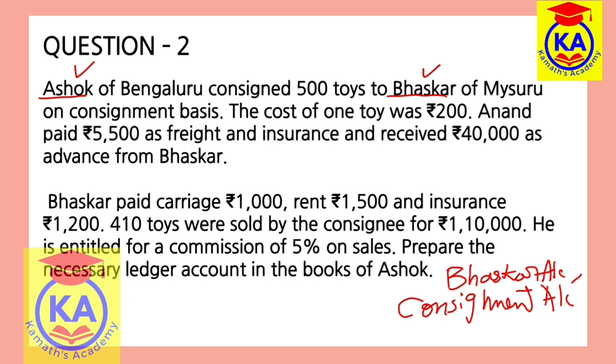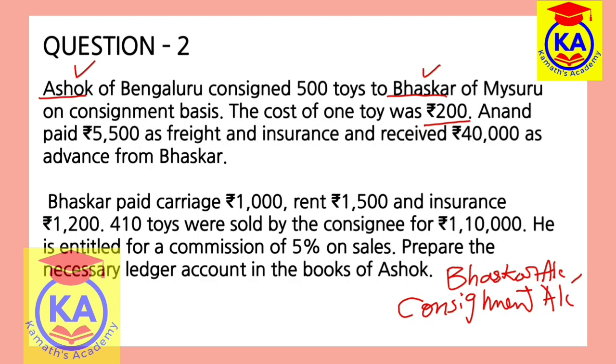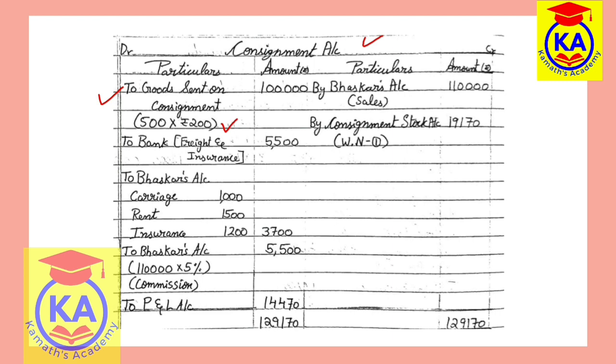So Ashok has consigned 500 toys to Bhaskar, and the cost of one toy was rupees 200. Okay. So the first is in consignment account, to goods sent on consignment. So cost of one toy is 200. So cost of 500 toys is 500 into 200. So that is 1 lakh. So total value of goods sent on consignment is 1 lakh rupees.